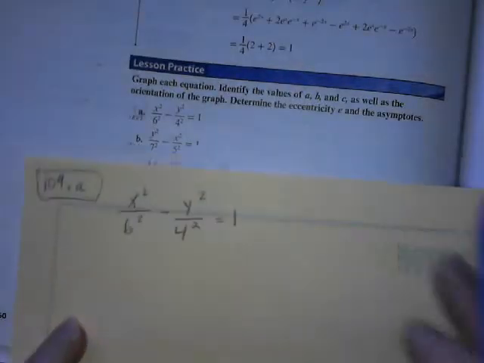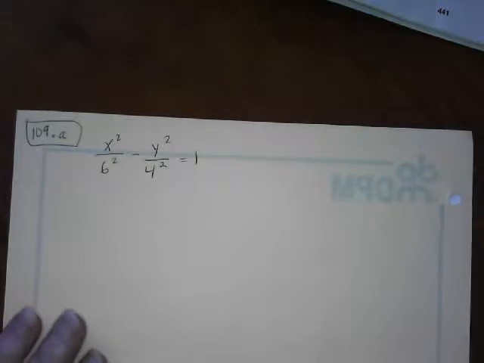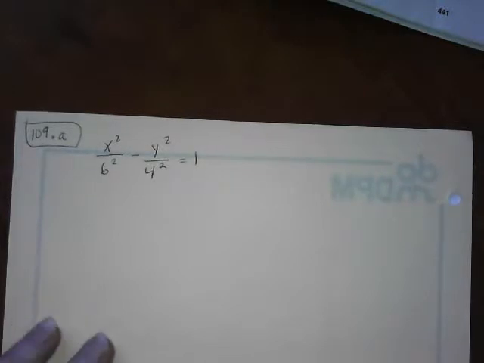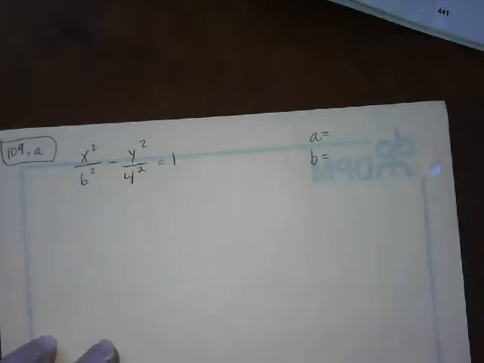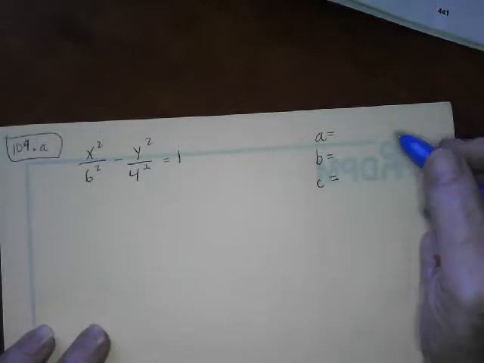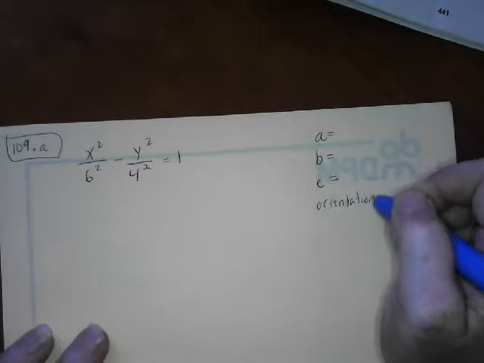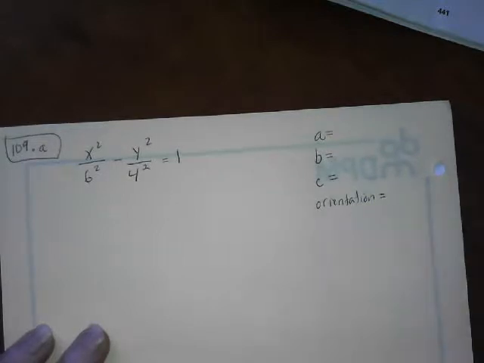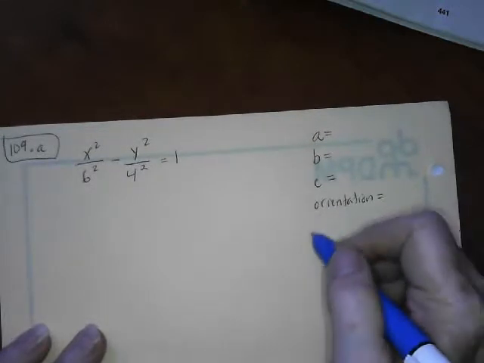So I wrote down, there's A. Let's get this out of the way. There we go. So I'm supposed to do what? It says graph, identify the value of a, the value of b, the value of c, as well as the orientation. So we'll say if it's horizontal or vertical. I need the eccentricity. Wow, I need everything. And the asymptotes.